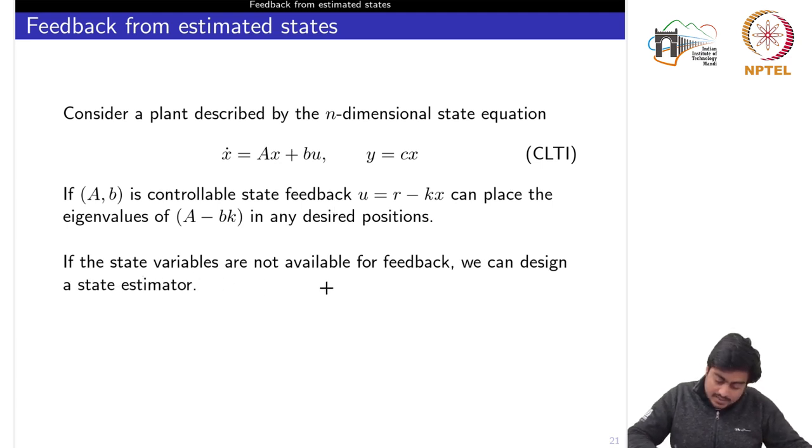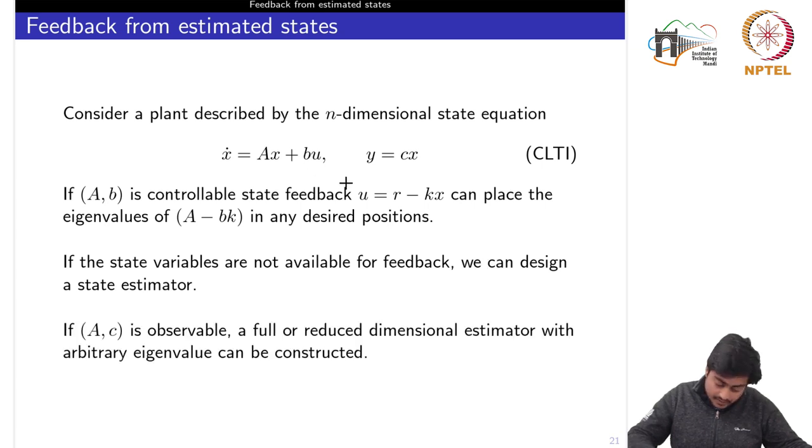Okay, so if the state variables are not available for feedback, we can design a state estimator to estimate this x hat. And then for this design of the state estimator, we need to ensure that the pair A comma C is observable. So we can design either a full dimensional estimator or the reduced dimensional estimator with arbitrary eigenvalues. Now, if this pair is detectable, we cannot place the eigenvalues arbitrarily, but still we can ensure the asymptotic stability of the error dynamics.